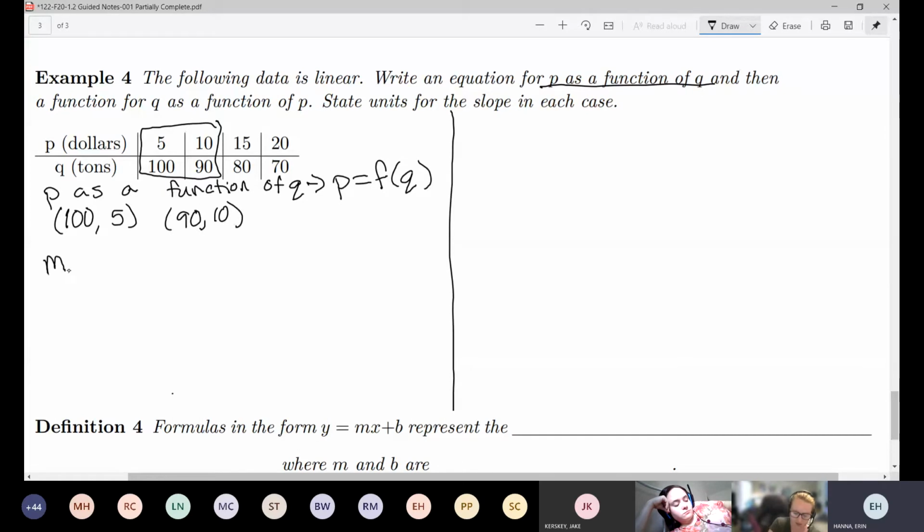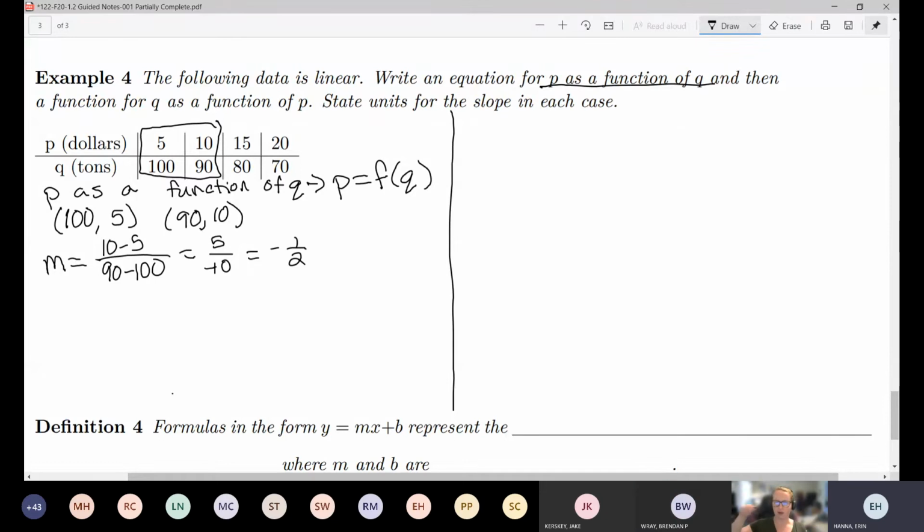The first thing you've always got to do is find the slope. So 10 minus 5 over 90 minus 100. So 5 over negative 10, which reduces to negative 1/2. It's almost always better to reduce if you can. Again, Wiley is usually a bigger stickler than I am. If you don't reduce, for me, it's not the end of the world. I care more about the actual process of finding the equation as opposed to whether or not you simplified. But anyway, I'm going to simplify to negative 1/2.